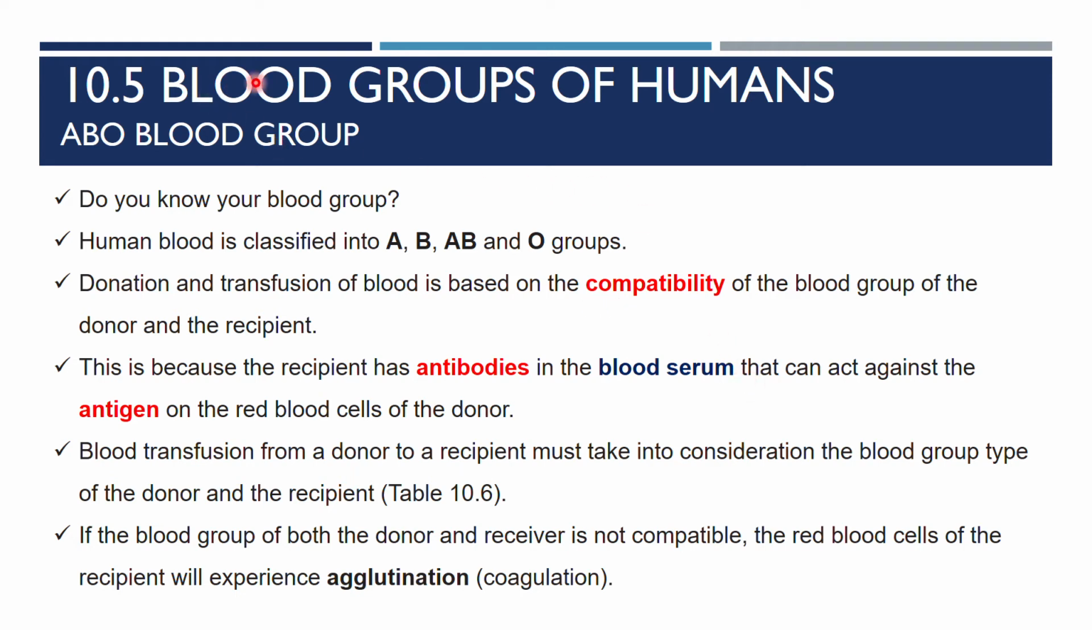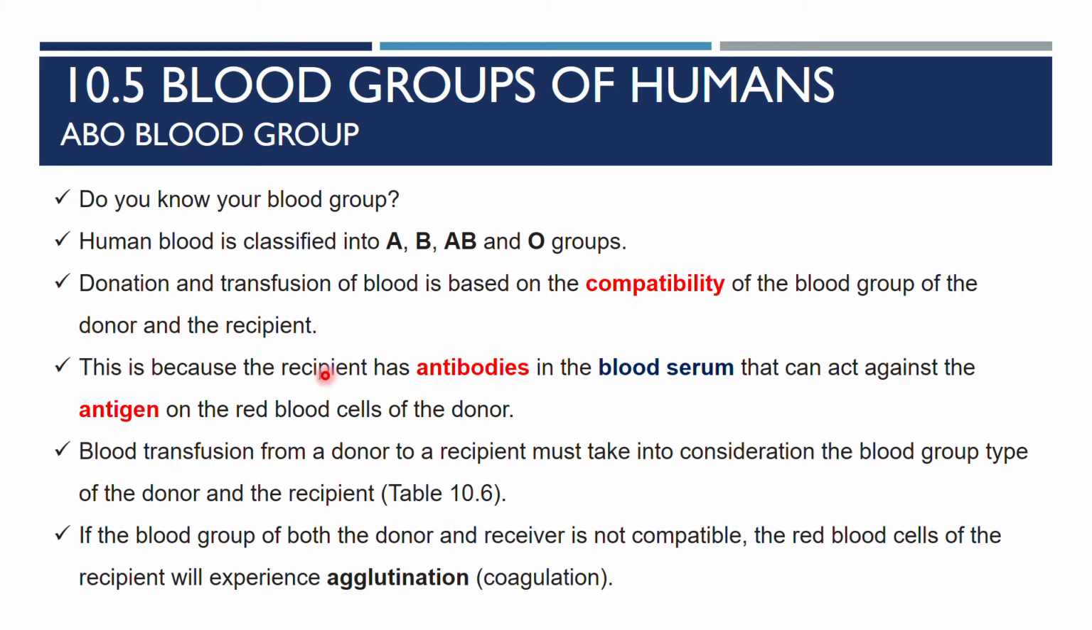Alright, the blood groups of humans. Let's look at the ABO blood grouping first before we look into the rhesus factor. As you all know, we have four types of blood group: A, B, AB, and O. The transfusion of blood donation depends on the compatibility of the blood group between the donor and the recipient.